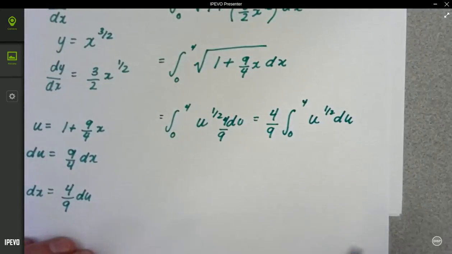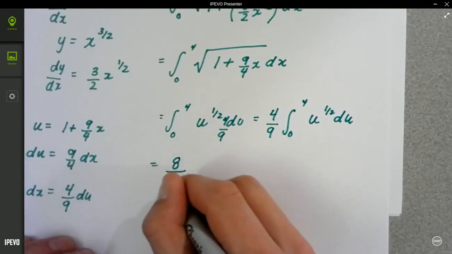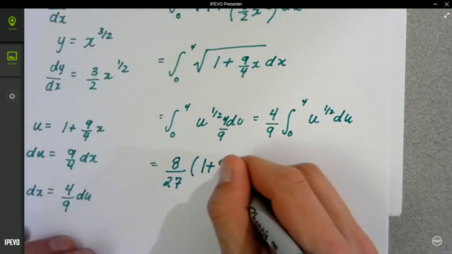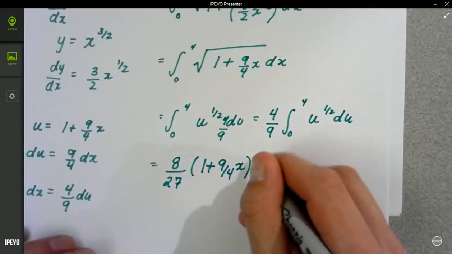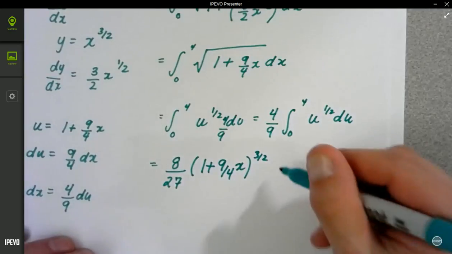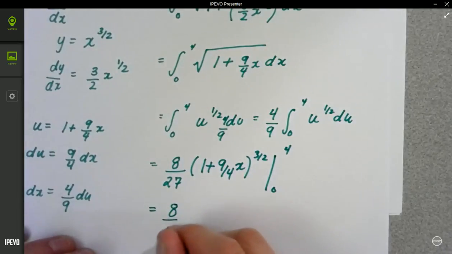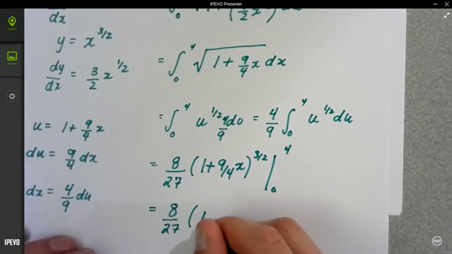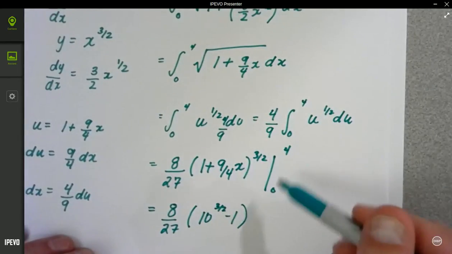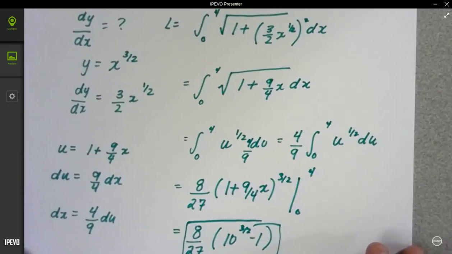What that becomes now is 8 over 27 times u to the 3/2, or 1 plus 9/4 x to the 3/2. When I integrate this, it's just the simple power rule. So here's my equation, and I have to evaluate from 0 to 4. When I plug 4 in, I get 8 over 27 times 10 to the 3/2, minus 1 when I plug 0 in. So this is our final answer, f of b minus f of a. That's how you're going to do that first example.